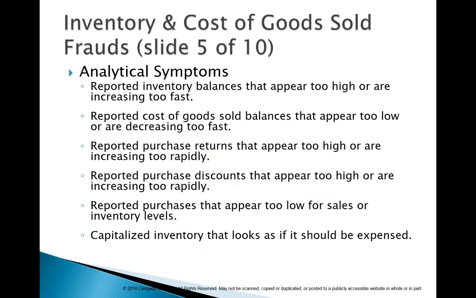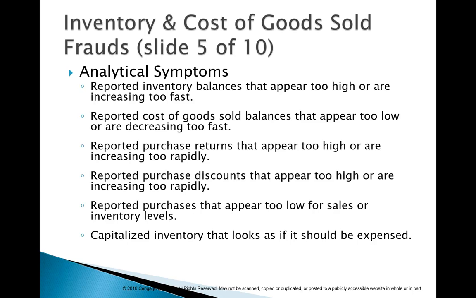So what are the analytical symptoms? Well, reported inventory balances that appear too high are increasing too fast. And again, the question always becomes, too high compared to what? It's compared to what you would expect. If their sales have grown significantly over the past year, you would expect a corresponding increase in inventory. But if inventory is growing faster than what you would expect, so sales are growing 5% a year, but their inventory is growing 20% a year, that might make you a little bit suspicious. Or their inventory is growing faster than their competitors.